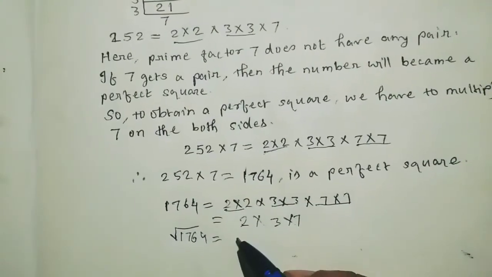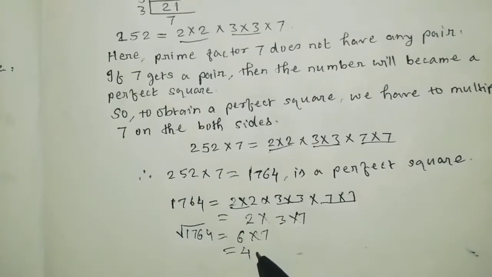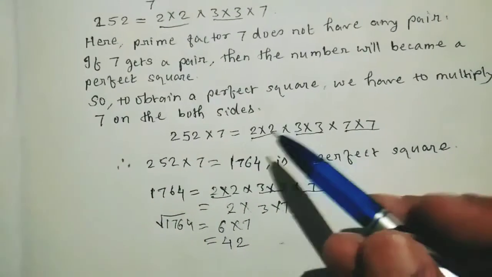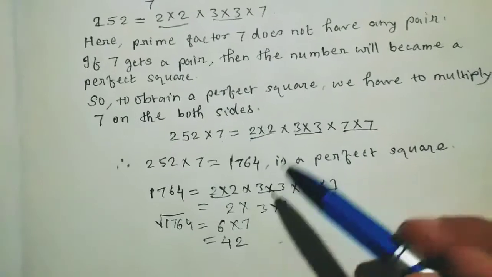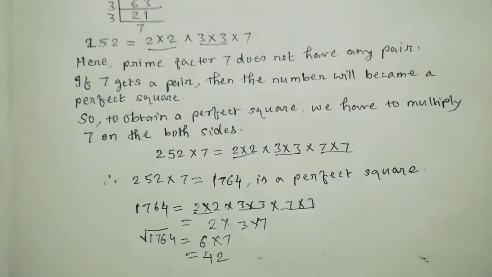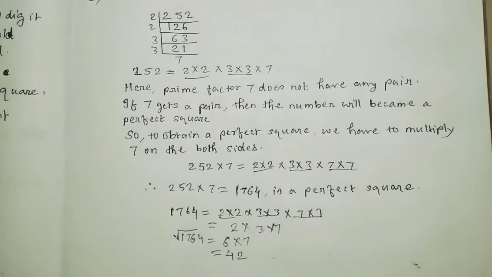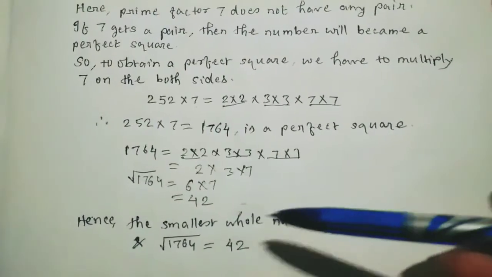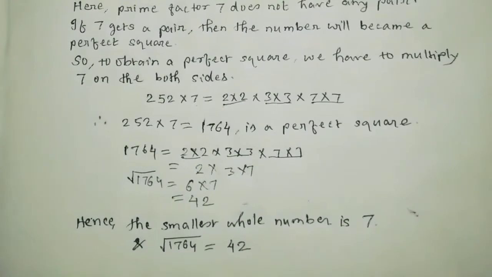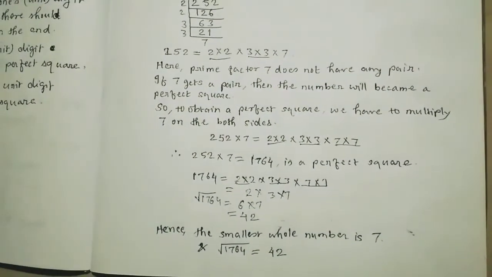That is 2 into 3, 6, 6 into 7, so it is 42. So 42 is the square root of 1764. So the required smallest number is what? 7, and the square root of that perfect square is what? 42. This is the whole solution of this question. Understood, students? So this is the way. The last line you have to write: so hence the smallest whole number is 7 and the square root of 1764 is 42. Understood, students? So this is the way of solving question number 5.1.